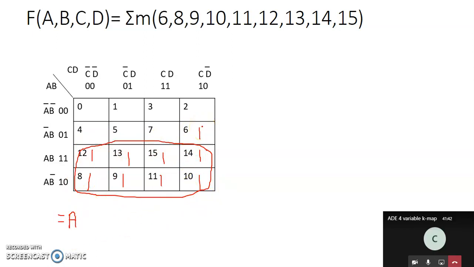Now in this one, I can't make 3 in one group, only pairs. So I can make these 2 in one group. The result will be B, then your C D bar. So the solution looks very simple, and this has been asked in one of the exams.